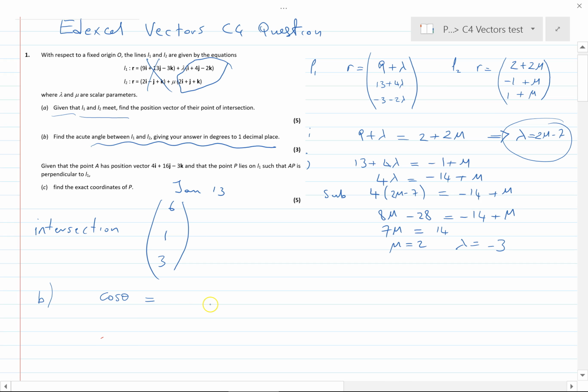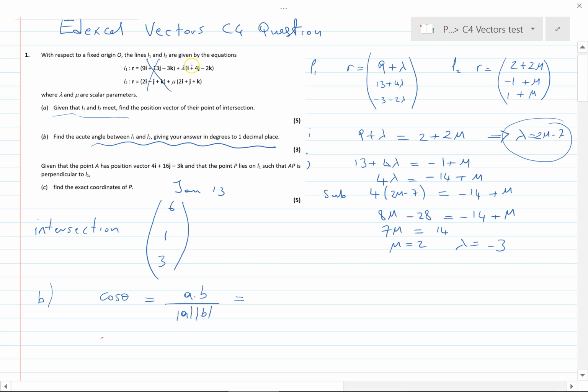The angle is a dot b over mod a, mod b, where these are the two vectors that we're finding the angle between. If it turns out to be obtuse, because it could be, of course, it all depends on which way the direction vector is going, we're going to take away from 180. That's the way I normally go about this.